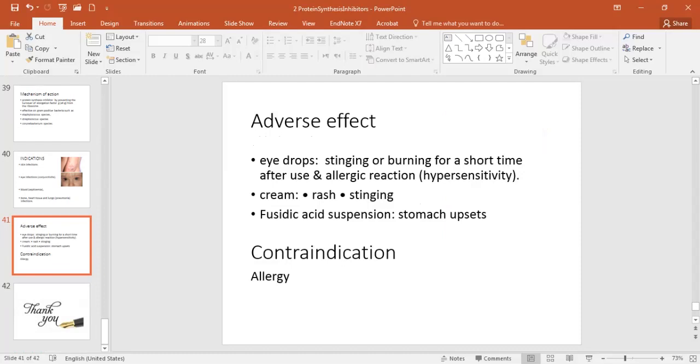Adverse effects: the eye drops may lead to stinging or burning for a short time after use, and allergic reaction in the form of hypersensitivity. Cream may lead to rash or stinging, meaning one feels something burning or stinging. Fusidic acid suspension, if given as a liquid, may lead to stomach upsets. Contraindication here is just in case of allergy.